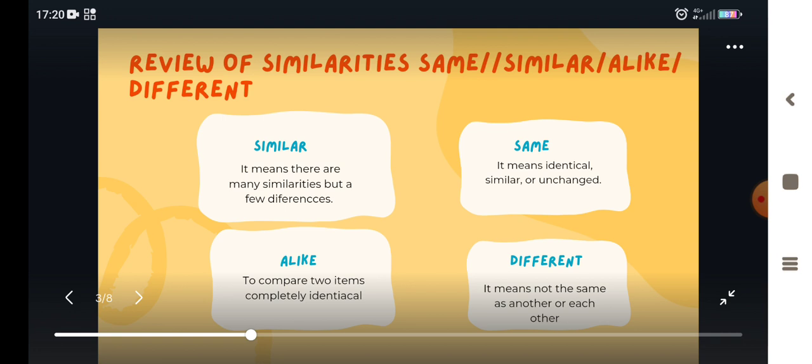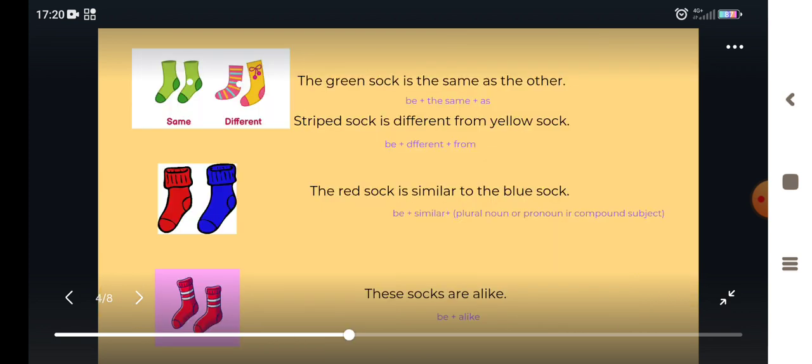Alike is used to compare two items that are completely identical. Maybe when we say that something is alike, it is 100% real or the same, equal. It hasn't differences. Different means not the same as another, of each other. Different is when two things don't have similarities. Let's look at some examples to understand better.